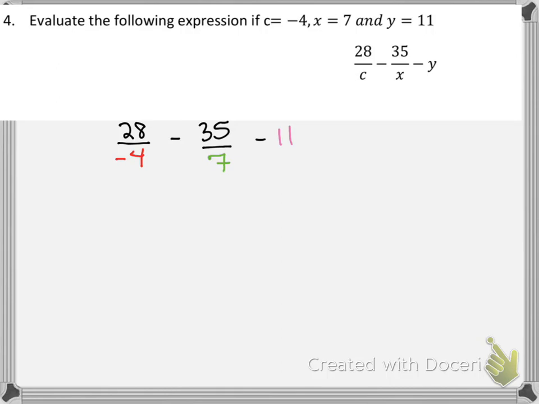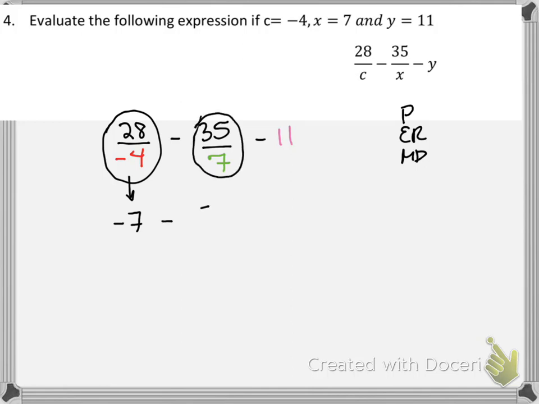Okay. So again, I invite you to remember, please excuse my dear Aunt Sally. We don't have any parentheses, exponents, or roots, but we do have multiplication and division. So let's do our division. What is 28 divided by negative 4? Type it in your calculator and you get negative 7. What is 35 over 7? Type that in your calculator and you should get 5. So now I just have negative 7 minus 5 minus 11. You can put this in your calculator if you want. Negative 7 minus 5 is negative 12. Negative 12 minus 11 is negative 23. So that's your final answer.